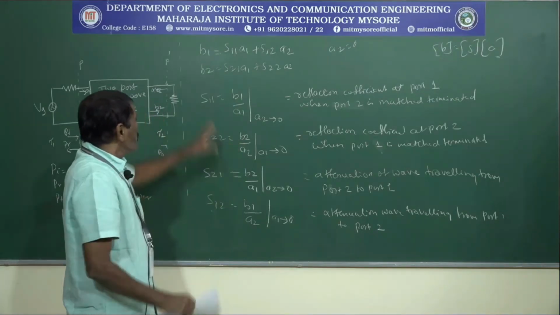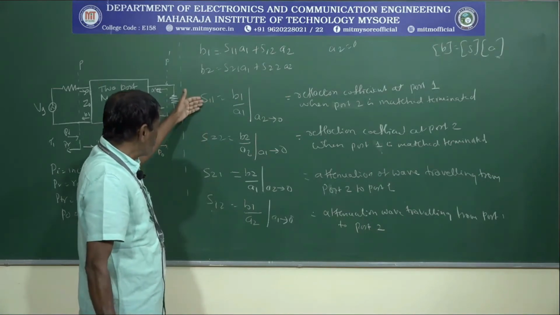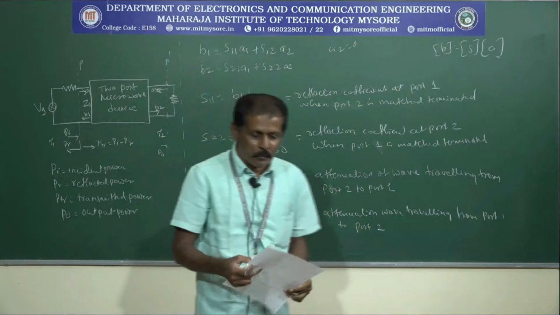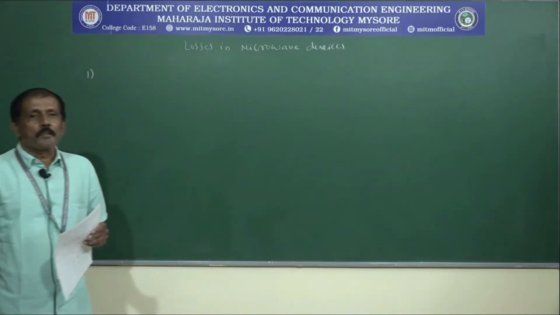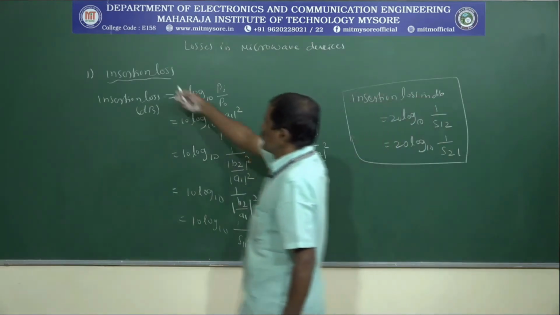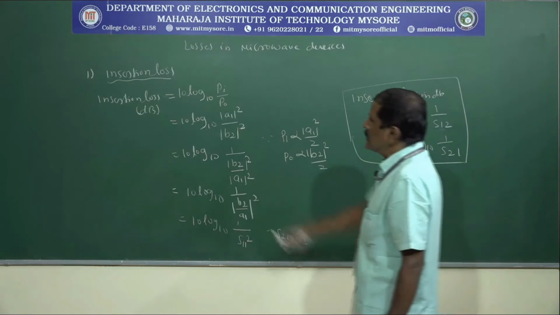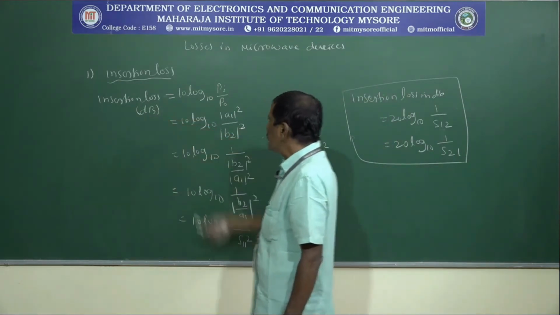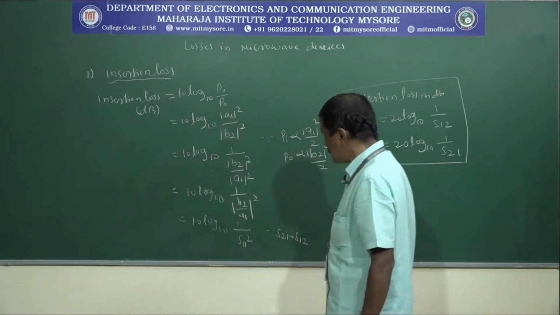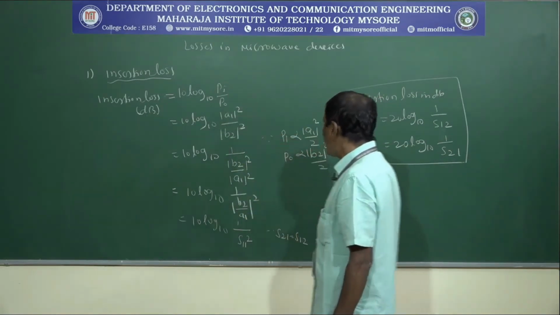So using these equations we can calculate the scattering parameters S11, S22, S21 and S12. In microwave networks, there are 4 types of losses. Let us consider the first loss, that is the insertion loss. The insertion loss is always measured in dBs. It is equal to 10 log 10 of Pi divided by P0, where Pi is the input power and P0 is the output power.